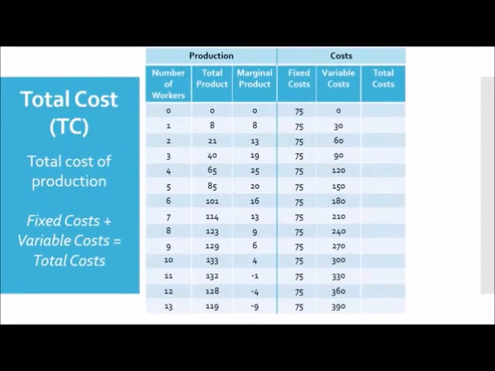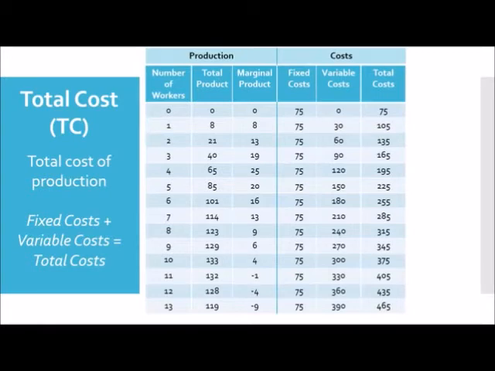We have something called total costs, which this one's really easy to find. All we do is use this formula of fixed costs plus variable costs, and so we just add straight across. What we find is 75 plus 0 is 75, 75 plus 30 is 105, and we just continue to do that all the way down. And we'll see that our total costs are increasing as well because we're making more product, we're hiring more workers, and so our costs are increasing.